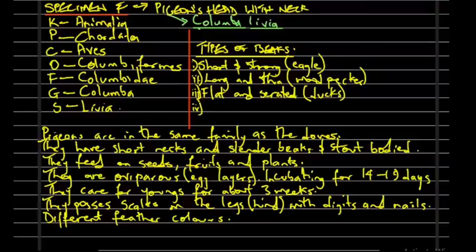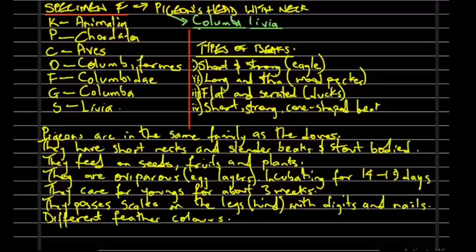Let me talk about the one that we have for the pigeon now. We have it to be a short, strong, cone shaped beak. That is what we have in the pigeons. So these are examples of the types of beaks that we have in them.